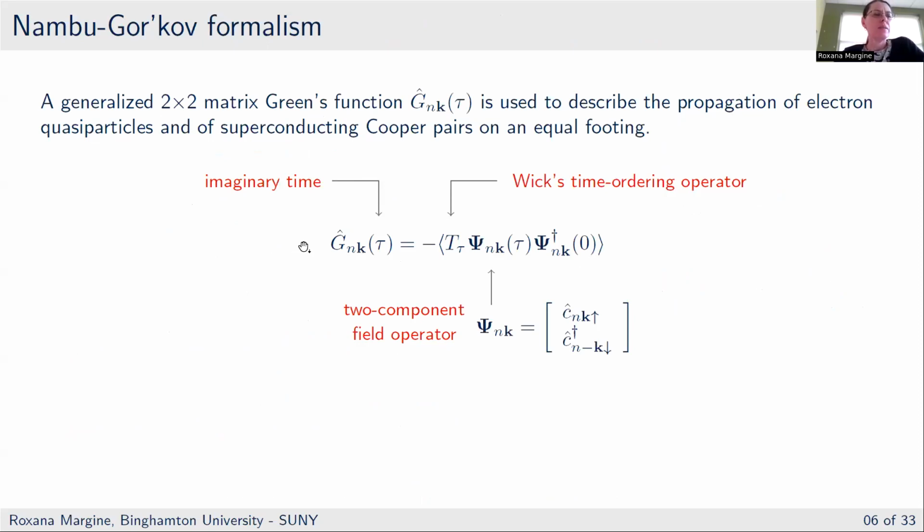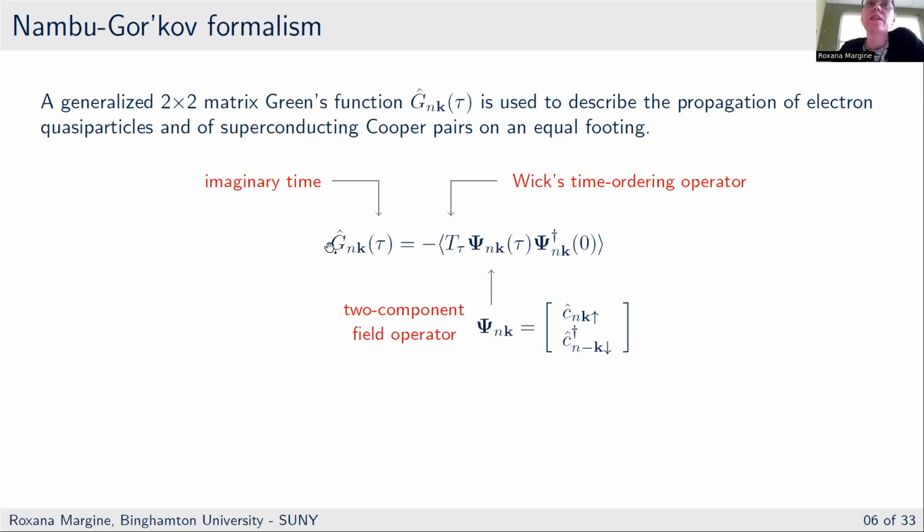So in 1960, Eliashberg proposed a generalization of the BCS theory that incorporated the time-dependent electron-phonon interaction formulated by Migdal for the normal state. And all relevant quantities that govern the superconducting pairing can be computed in the Nambu-Gorkov Green's function formalism. In this formalism, a generalized 2x2 matrix Green's function is introduced that can describe the propagation of electron quasiparticles and of the superconducting Cooper pairs on an equal footing.